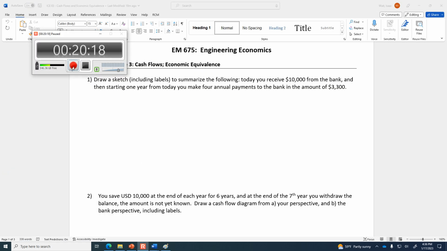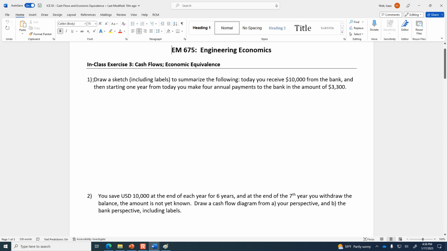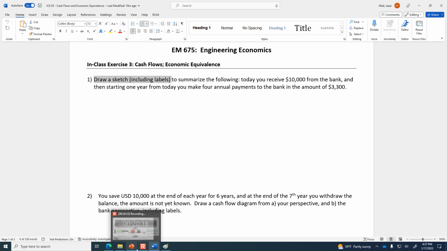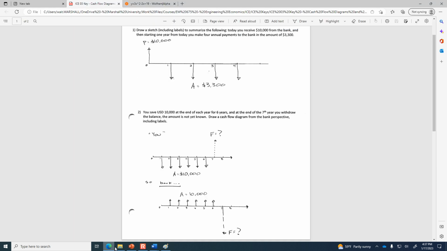Okay, so the first problem says draw a sketch including labels. And on the homework, you should always include the labels. It helps to avoid mistakes if you've got the amounts not only magnitude right, but if you also symbolically represent the perspective of when it is. So today you receive $10,000 from the bank, and then starting 1 year from today, you make 4 annual payments to the bank in the amount of $3,300. So today you receive $10,000, and so that is going to be an arrow that's up.